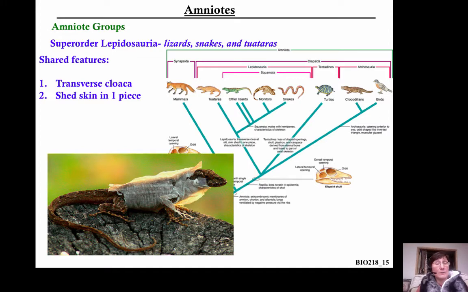Interestingly, lizards will sometimes actually eat their shed skin, and it's thought that they do this because there's nutrient value there and they're reclaiming the nutrients from their shed skin. Snakes do not do this.